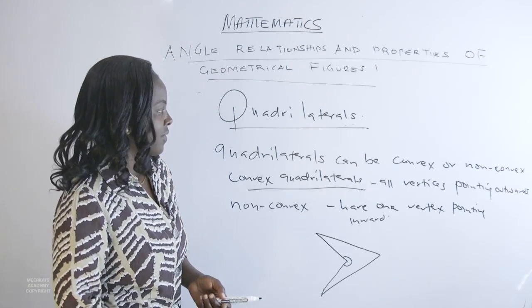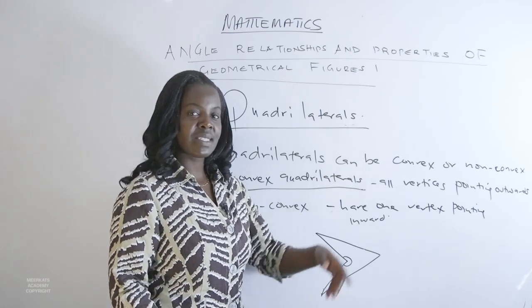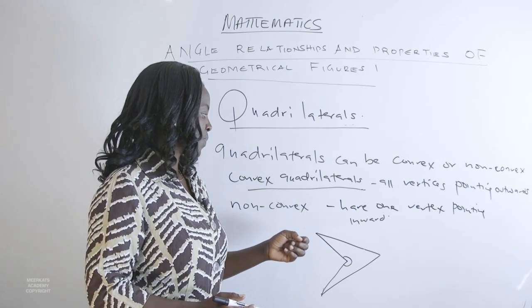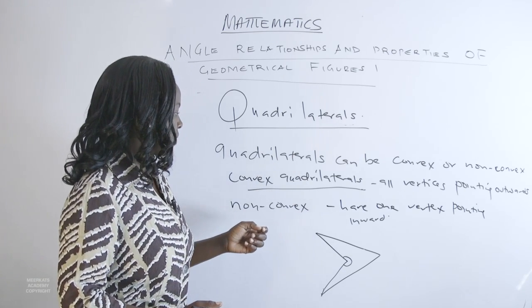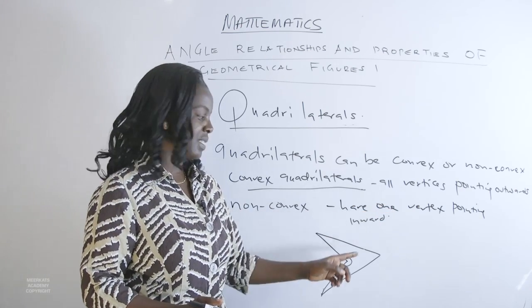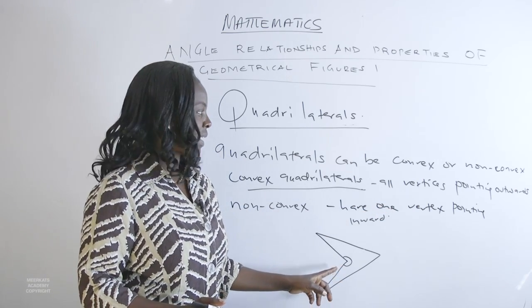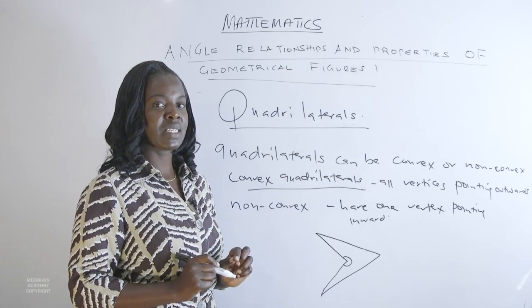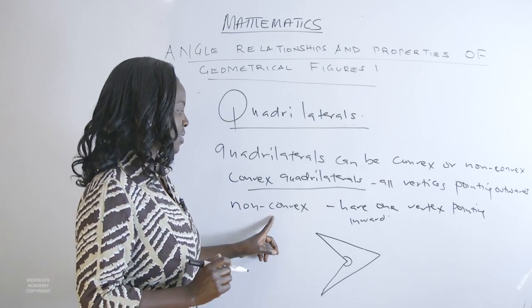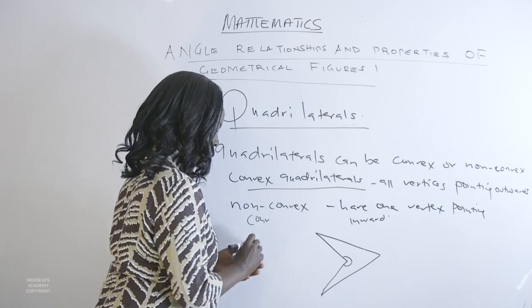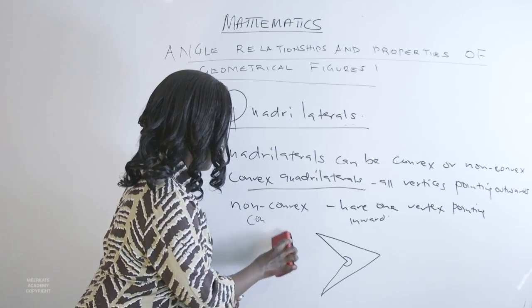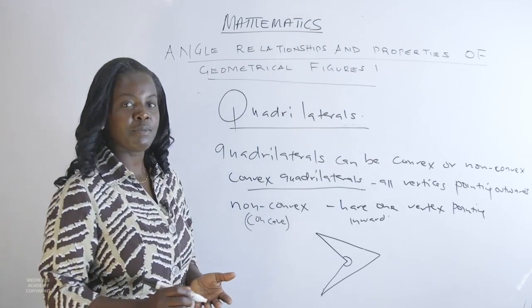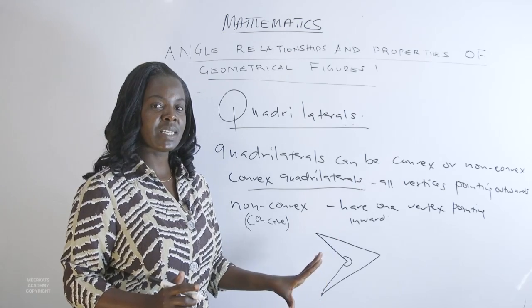We also went ahead to look at the different types of quadrilateral. We said we have a convex quadrilateral, and we also have a non-convex quadrilateral. For non-convex, one vertex points inward, while for the convex, all the vertices point outward. So non-convex is also called concave, meaning one of the vertices is pointing inward.